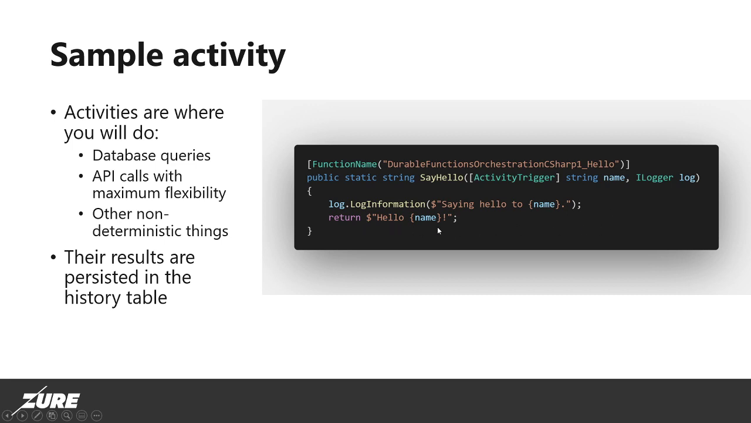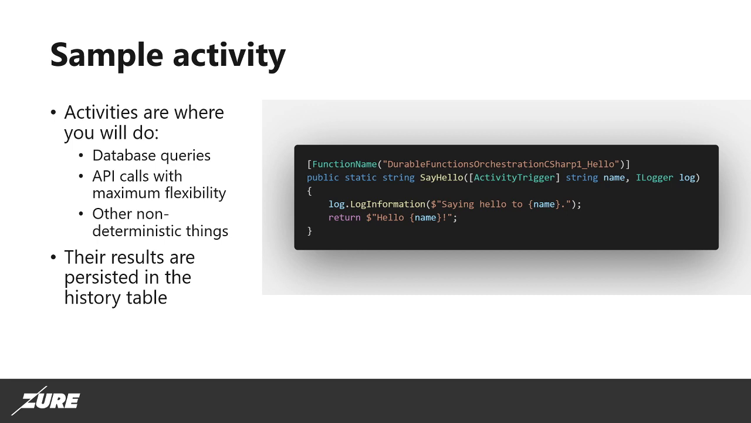And this just returns a kind of formatted string, which of course is a bit of a stupid example, because this is fully deterministic actually and could be run in the orchestrator. But you could imagine doing a database query here and modifying the database somehow, for example. You can also do API calls with maximum flexibility and any other non-deterministic things. You can write files, everything.